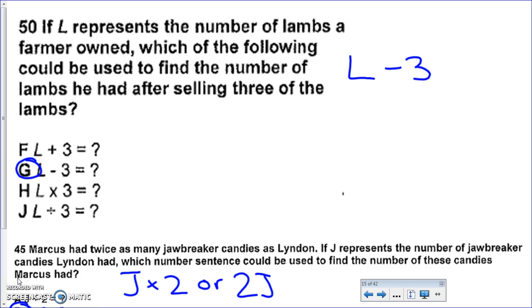Please copy all of the work down and make sure you glue this page in your math notebook.